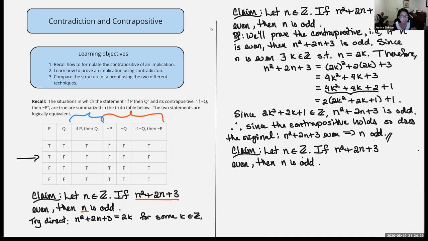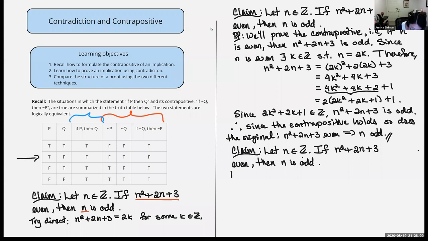People sometimes want to assume that P is true and implies Q is false, or something the other way around, I don't know. But you want to assume that P is true and Q is false. So you're assuming the first two columns of the truth table. Okay, so let's try to do this.